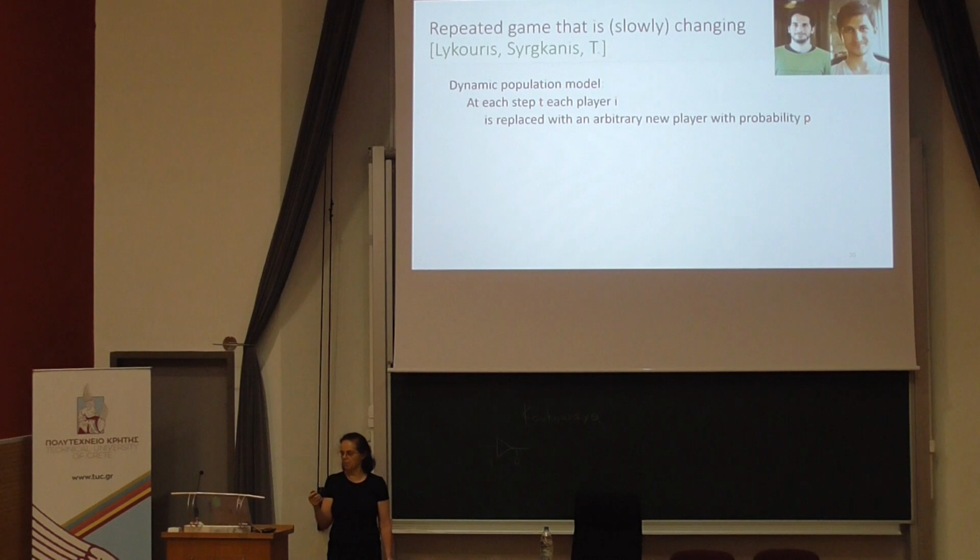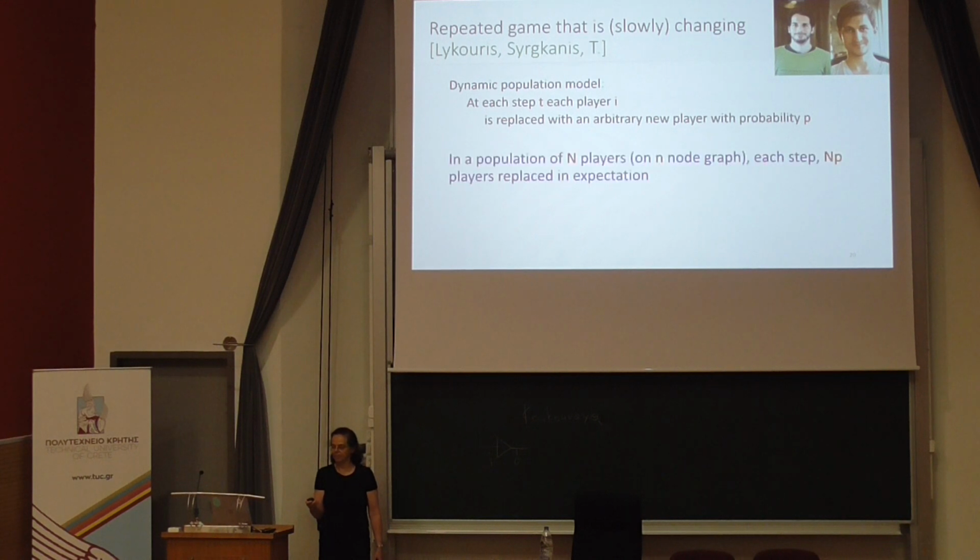This is coming from a paper of Vasily Sirkanis and Todoris Likaris. Technically, the model is an N-player, N-population game. We can do this both for auction games and routing games, and with some probability P, the players get replaced with new players.